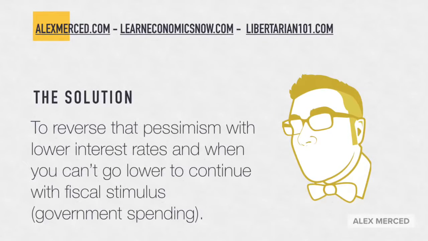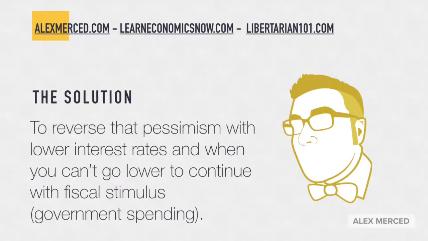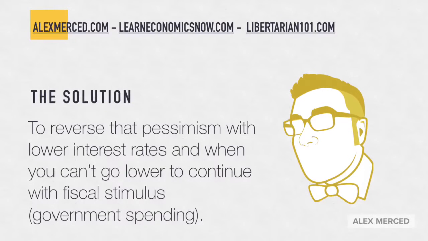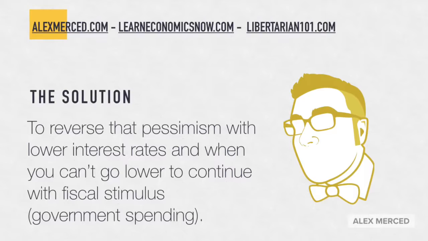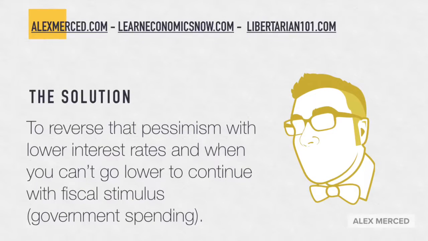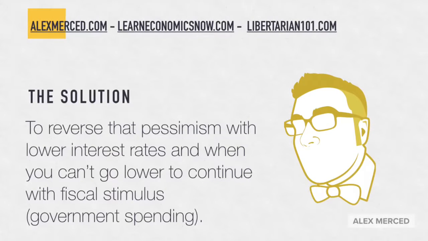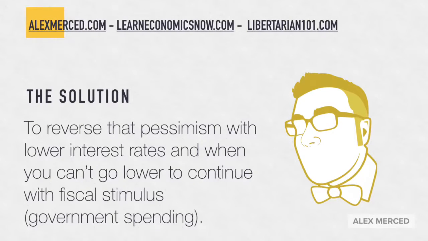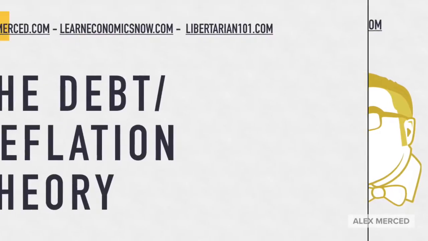The solution is to turn that frown upside down and turn around that pessimism, either by lowering interest rates to get people to consume more, or, if you can't push interest rates down any further and you've hit the zero bound, it's time to continue with fiscal stimulus, aka government spending.